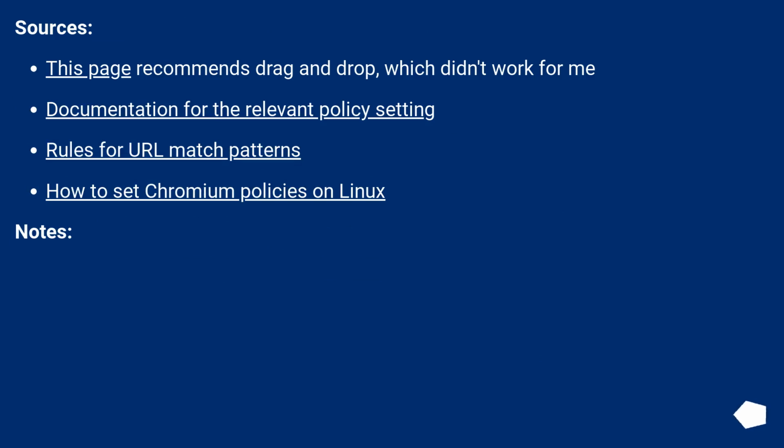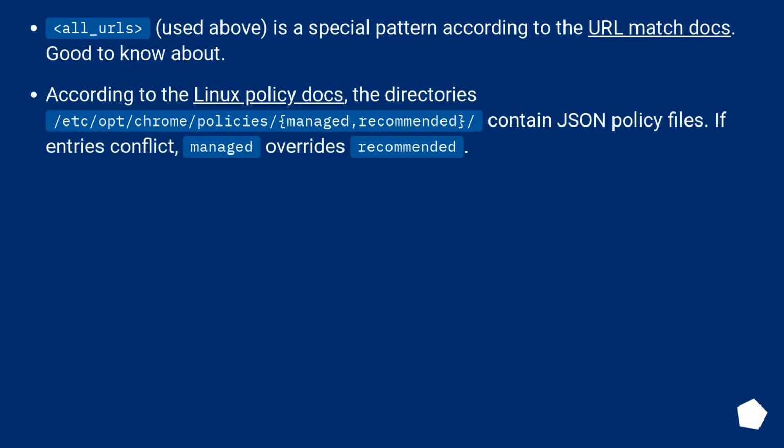Documentation for the relevant policy setting. Rules for URL match patterns. How to set Chromium policies on Linux. Notes. The <all_urls> pattern used above is a special pattern according to the URL match docs. Good to know about. According to the Linux policy docs, the directories /etc/opt/chrome/policies/managed and recommended contain JSON policy files. If entries conflict, managed overrides recommended.